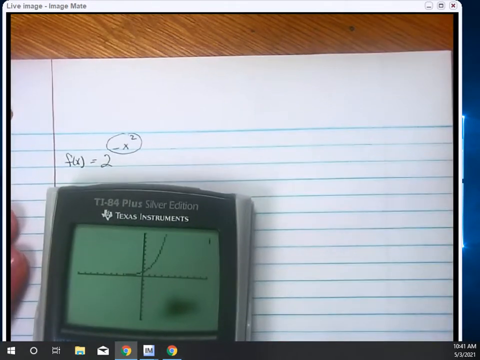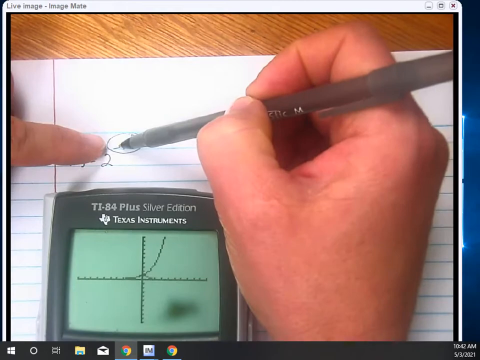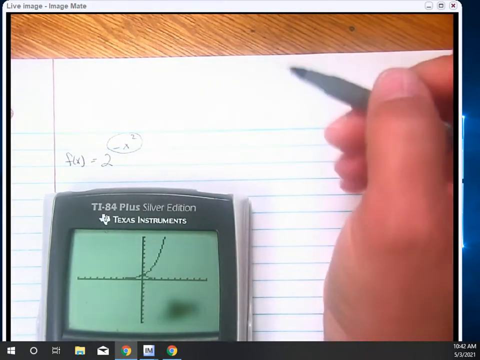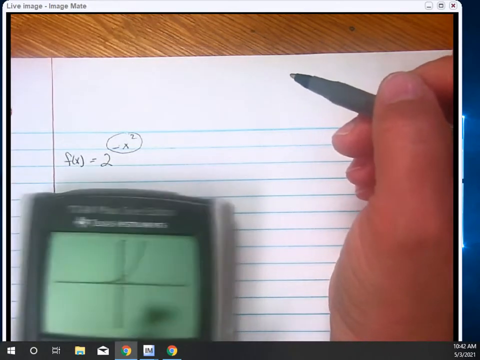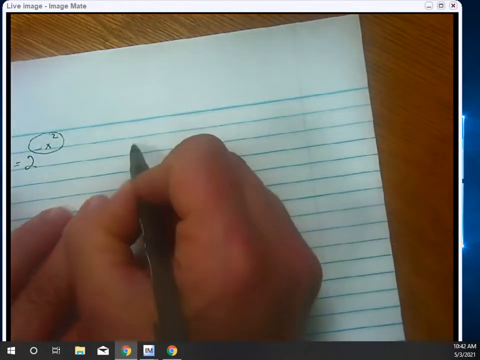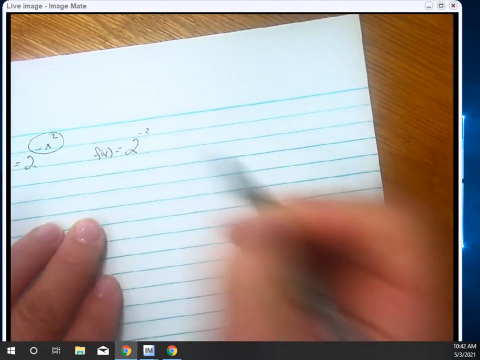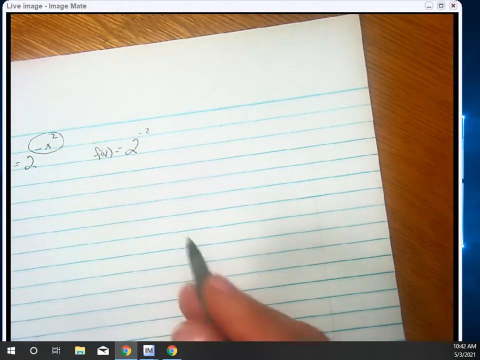The first graph is 2 to the x power. The second graph is 2 to the negative x squared. Now this negative is an exponent. 2 to a negative exponent, what happens? If you have 2 to the negative 2, what happens to your y values? How do you get rid of the negative exponent?